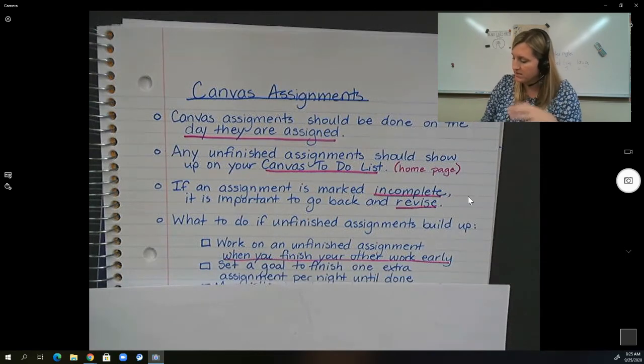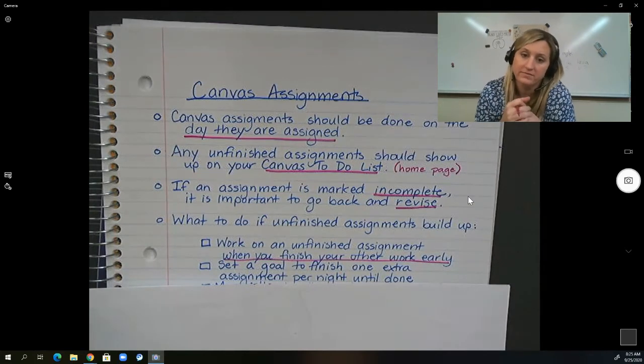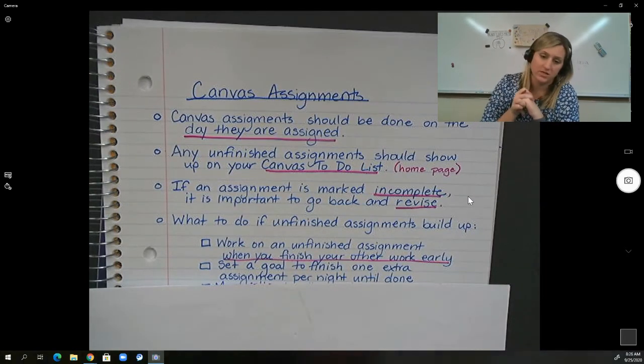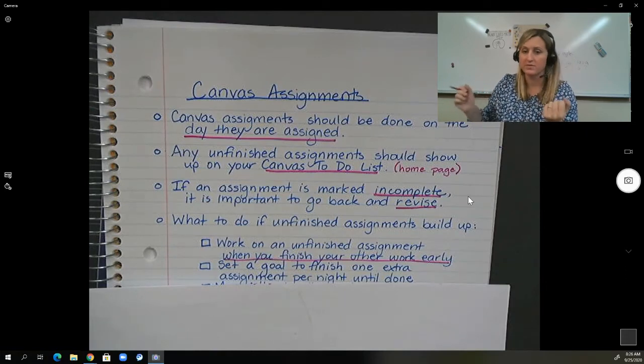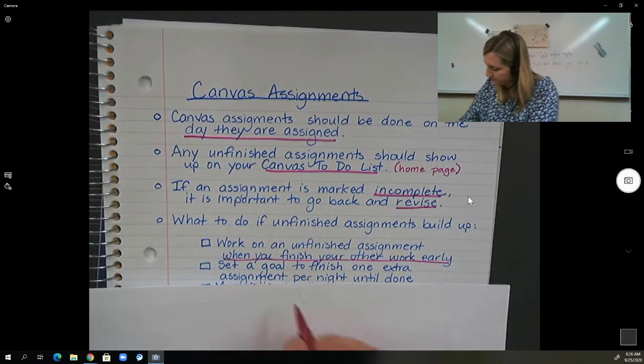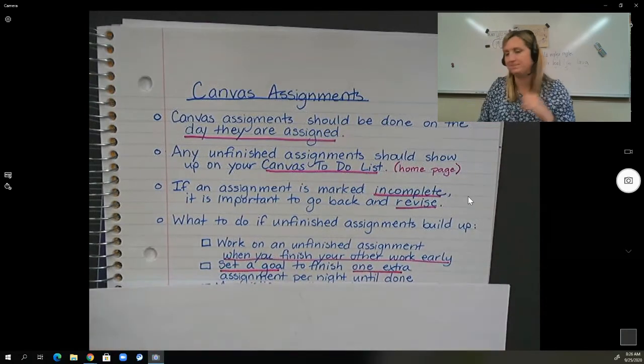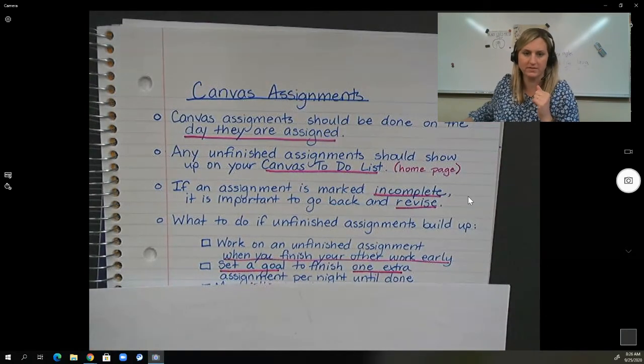A next thing that you could try is set a goal for yourself. Set a goal to finish one extra assignment per night until all of your unfinished assignments are done, right? So think of it as like your homework that you would do when you're not in school. Take one of those assignments, finish it, and move on. Okay? Okay, so set a goal, one extra per night. Push pause if you need to keep writing. Okay.